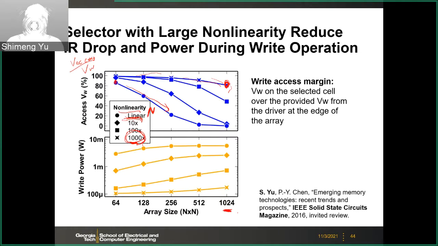Also, because you have the selector, you can reduce the power of the whole array because you cut off those sneak paths. You see that with this 1000 nonlinearity ratio, the power consumption reduces exponentially, from a few milliwatts to 100 microwatts. So this is the benefit of a selector with good, large nonlinearity. You can maintain the write margin and also reduce the write power.